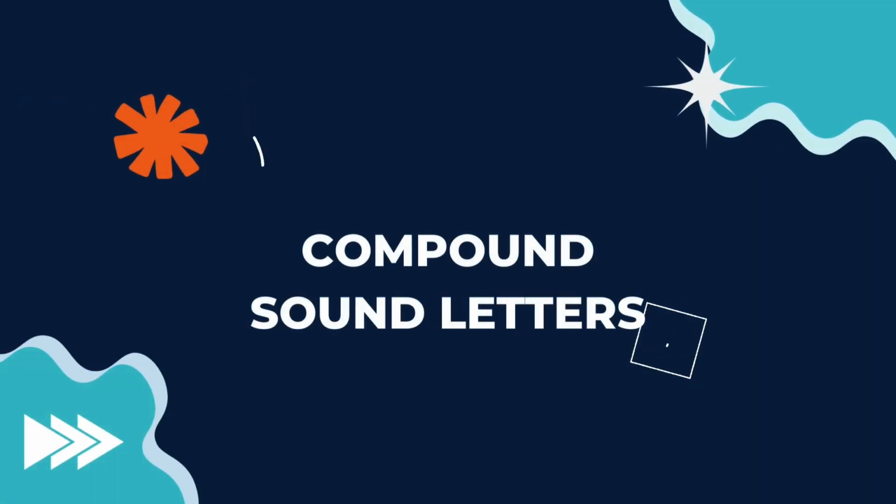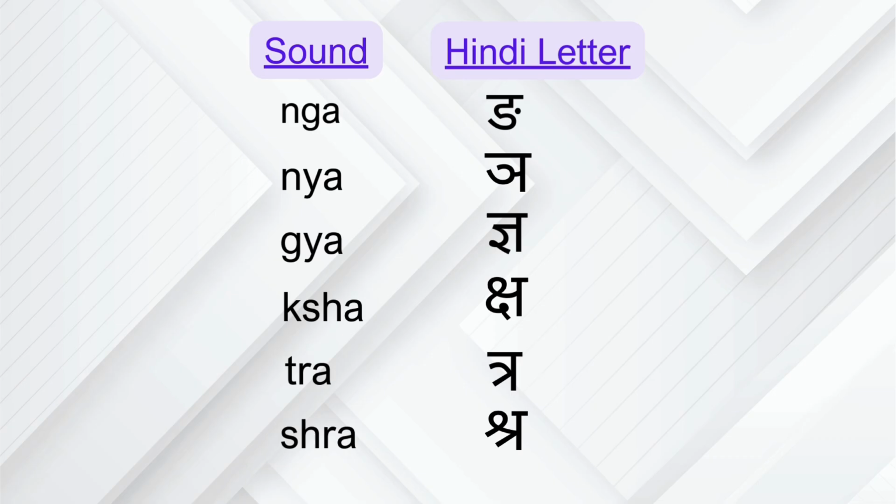Compound sound letters. List of letters with their sounds. Nasal sound ng, ng. Nasal nya, nya. Gya, gya. Sh, sh. Tra, tra. Shra, shra.